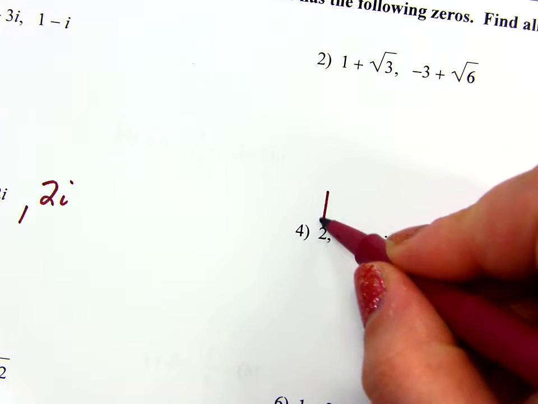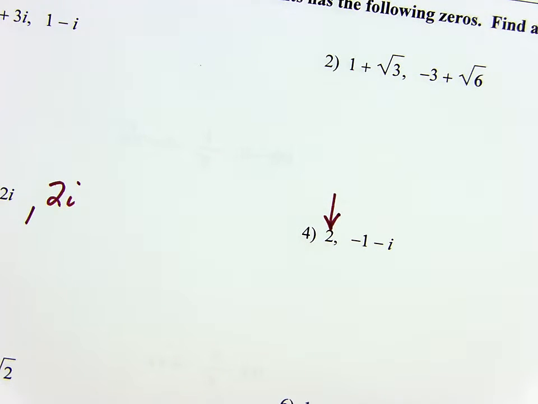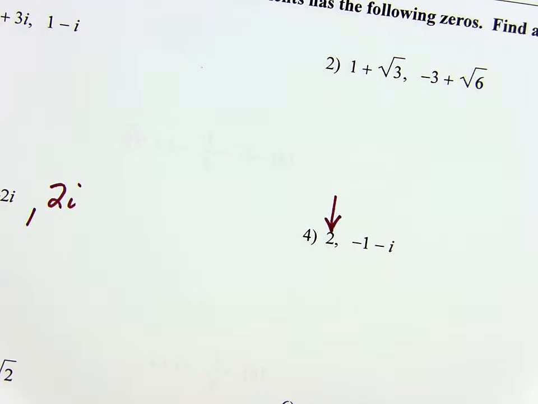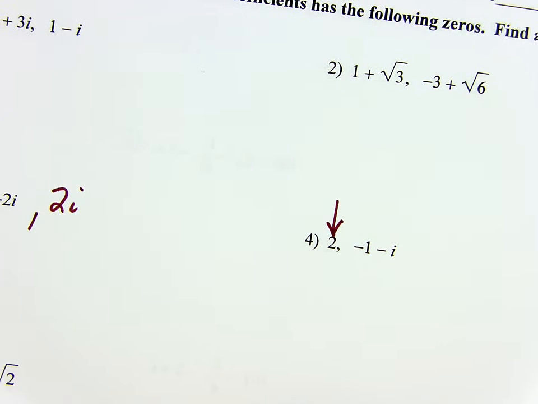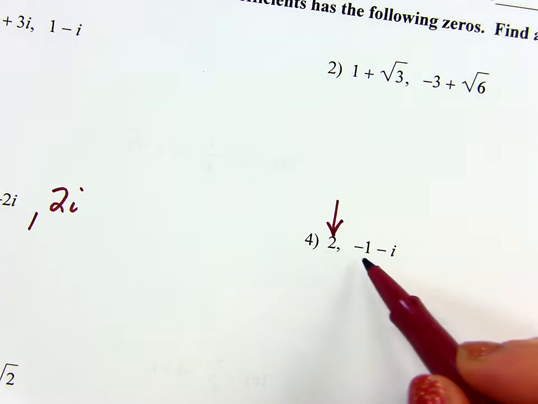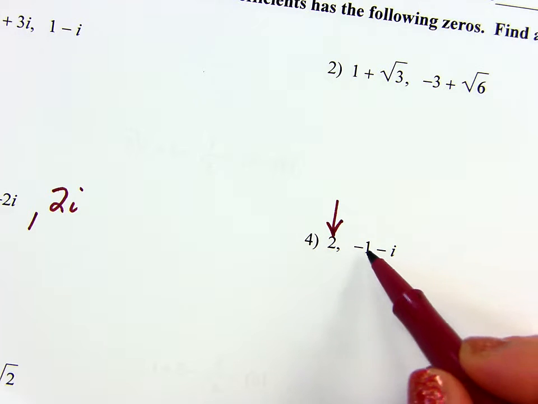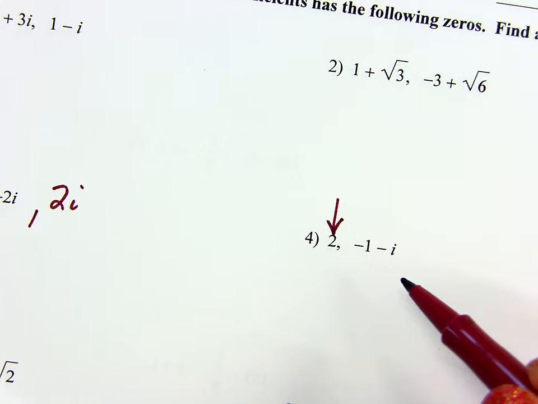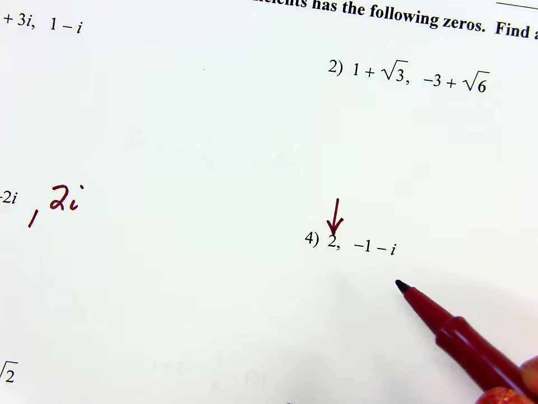This 0, the number 2, do I add a pair for it? No, because it's a normal rational number. If it's an integer, just a positive or negative number, it doesn't come with its partner. It's only these ones that are imaginary or irrational that always come with their conjugate pair.